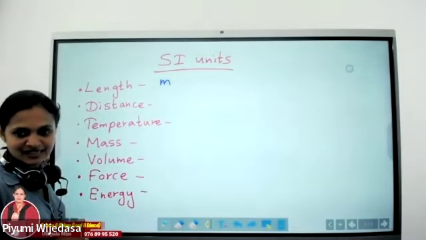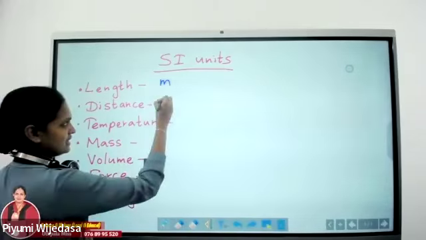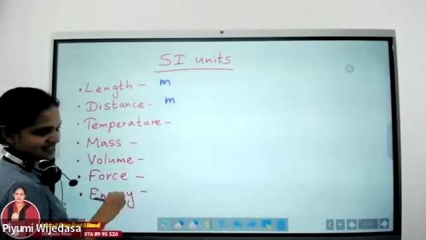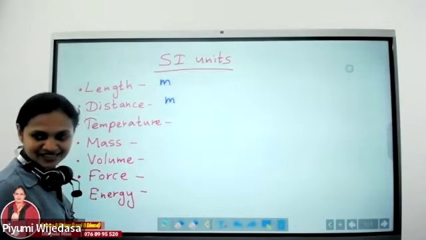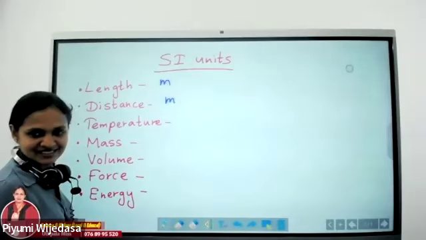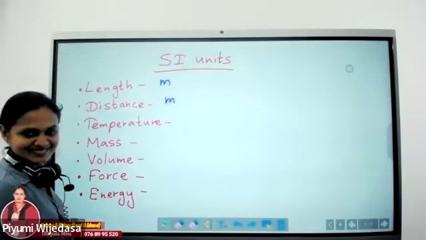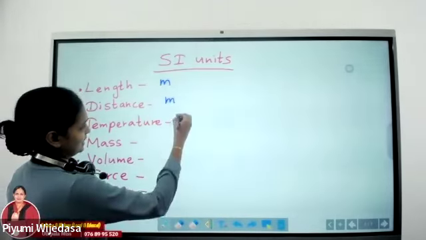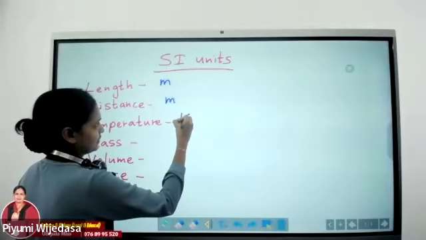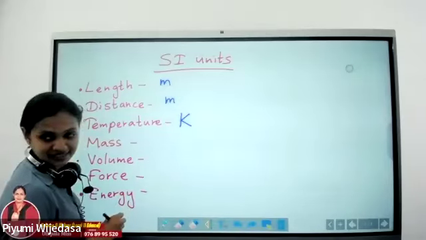Then what about distance? Kilometer. Distance is also measured in meters. It is true that we use kilometer to express a distance, but the SI unit is meter. Right? Okay. Then temperature. Celsius. Kelvin. Yes, the SI unit of measuring temperature is Kelvin. Kelvin. Capital K.